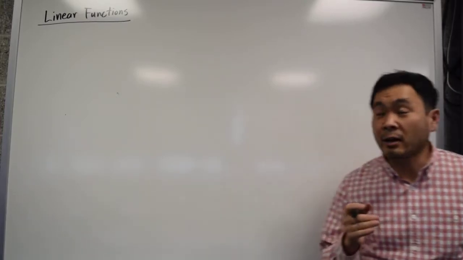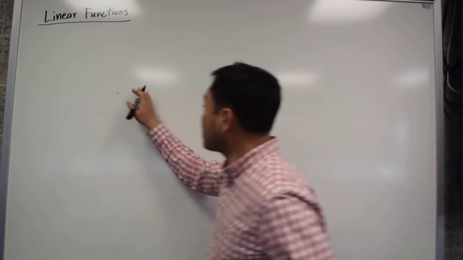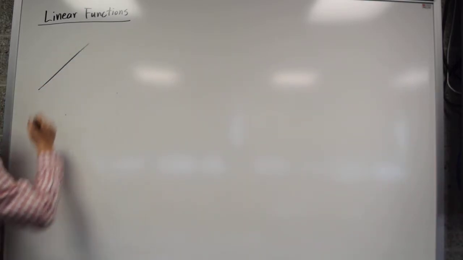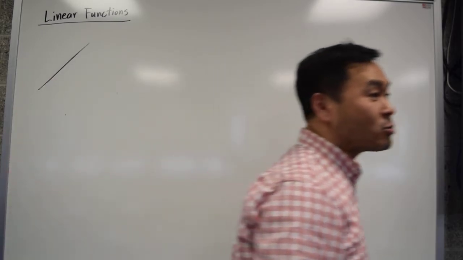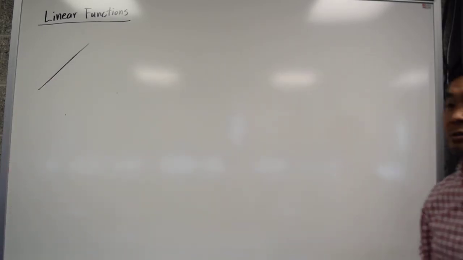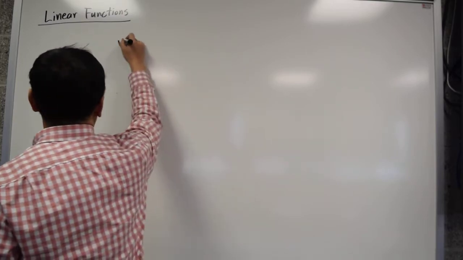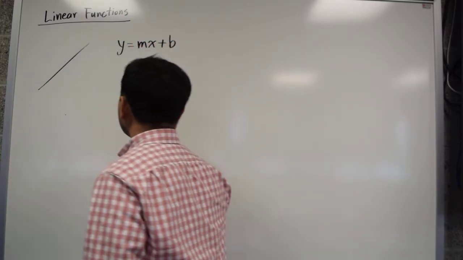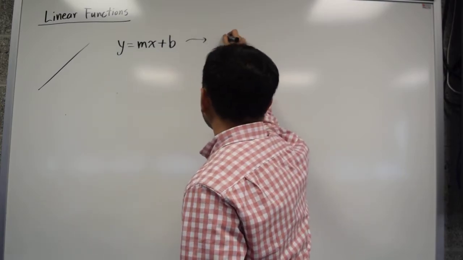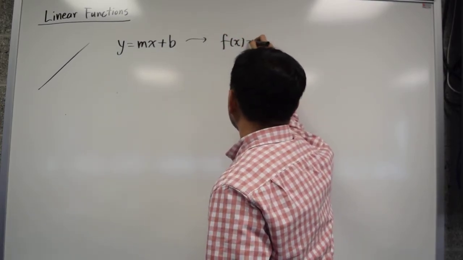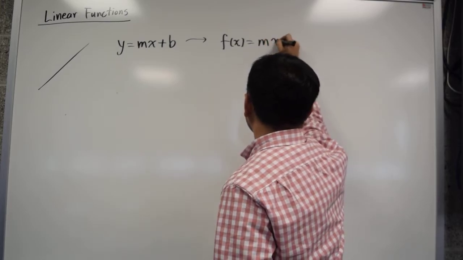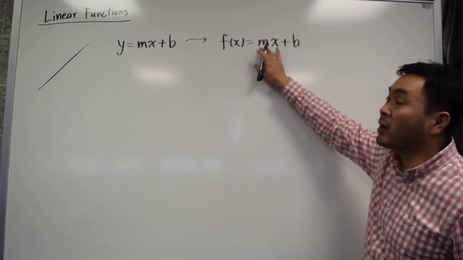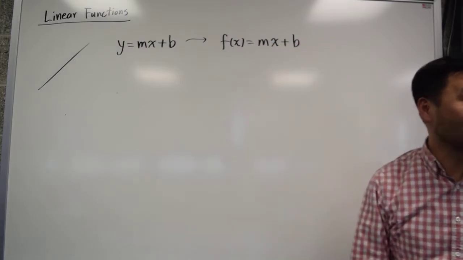Okay, today's topic is linear functions. Linear functions are functions whose graph looks like lines. And because we already know the equation for a line, which is y equals mx plus b, that means the function that we're going to discuss will be f of x equals mx plus b. So if you have any value for m and b, that's a linear function.